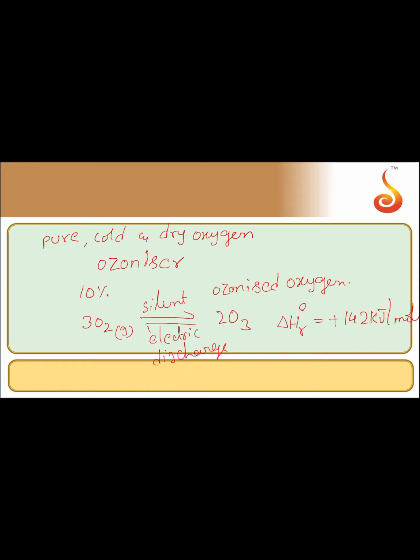That is the reason. Generally 10% of oxygen is converted into ozone, so the conversion of O2 to ozone is 10%. If a concentration of ozone greater than 10% is required, a battery of ozonizers is used.